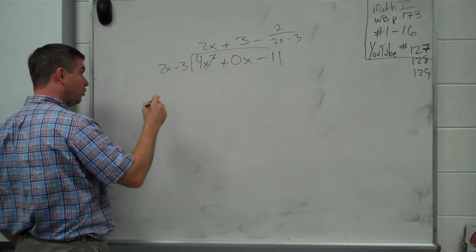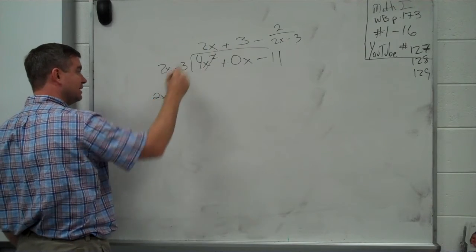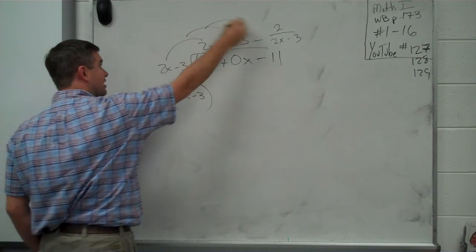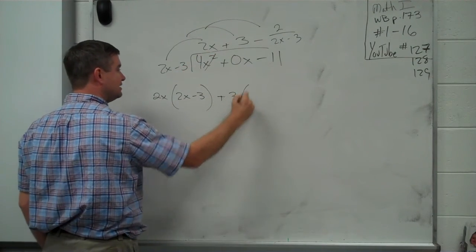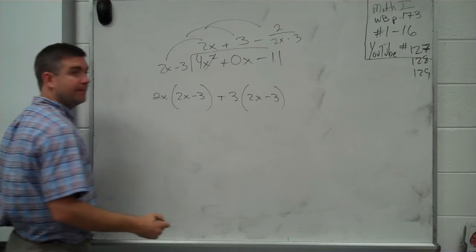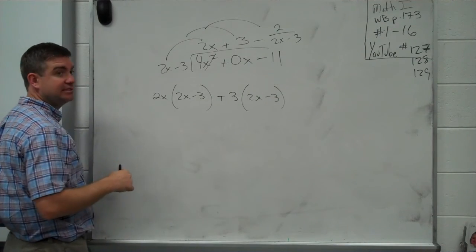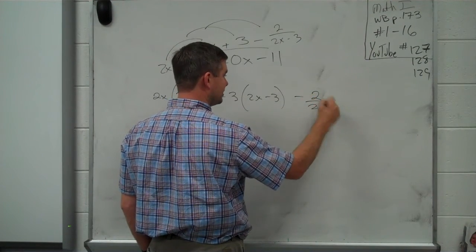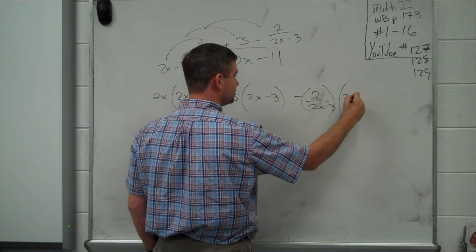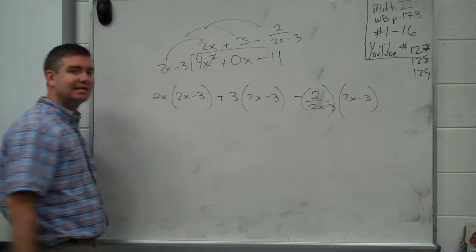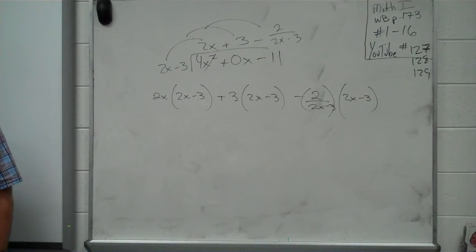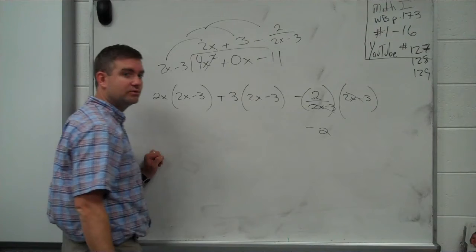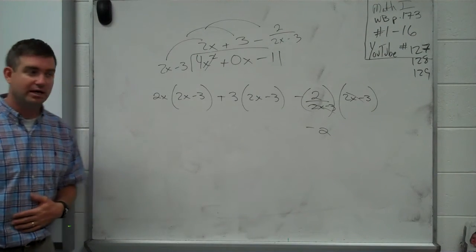All right, what we're actually doing is we're saying 2x times 2x minus 3. Right? I'm distributing this there, and there. Plus 3 times 2x minus 3. Right? 2x times the first term, 2x times the second term, minus 2 over 2x minus 3, like that, times 2x minus 3. Well, what happens on the last one there? What happens to the 2x minus 3's? They just cancel out. This one cancels out with this one, and you just get negative 2. That's the beautiful thing. Okay?